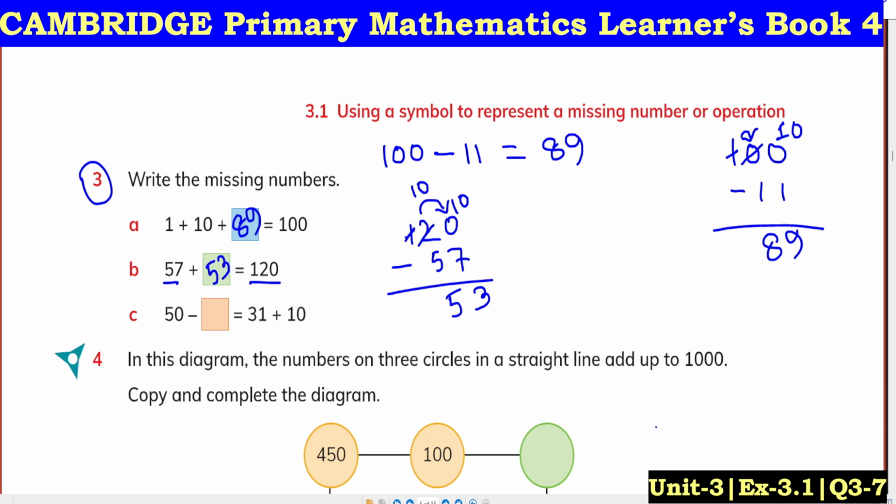53, right? Here is a 50 minus something equals 31 plus 10. So first we have to write 31 plus 10 is 41. So 50 minus 41, here is a 9. It means 50 minus 9 is 41 and 31 plus 10 equals also 41. So question 3, A, B, C has been done.